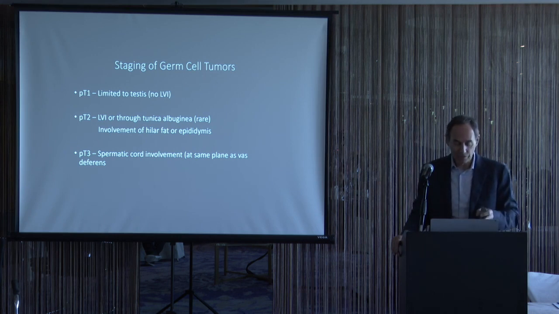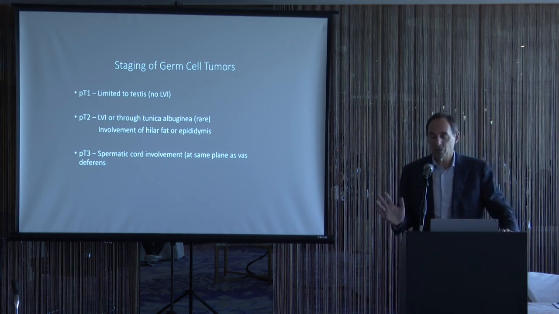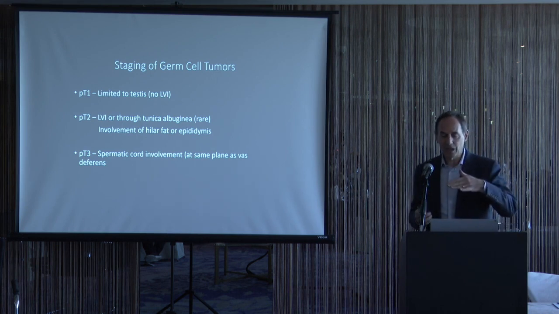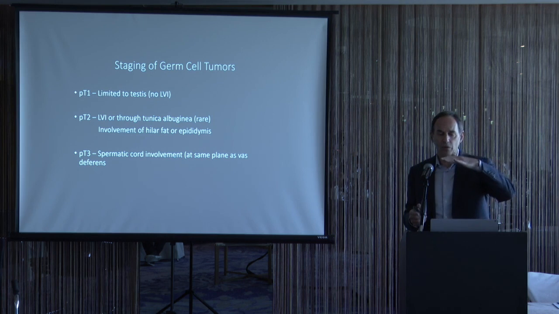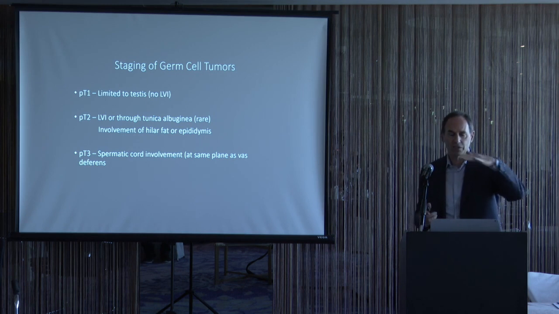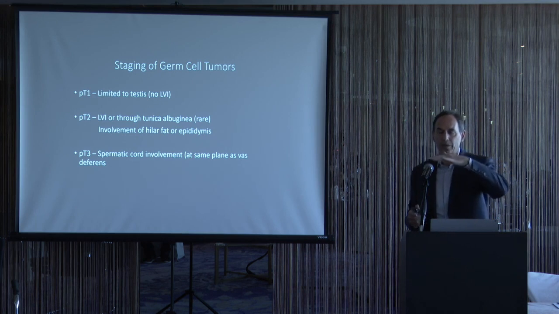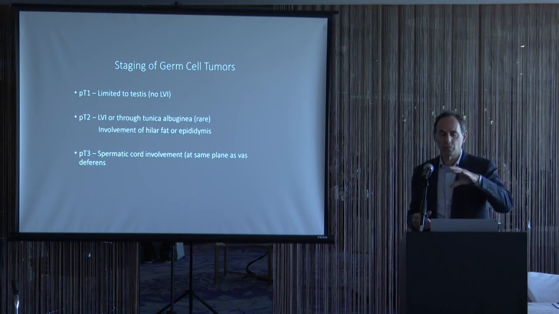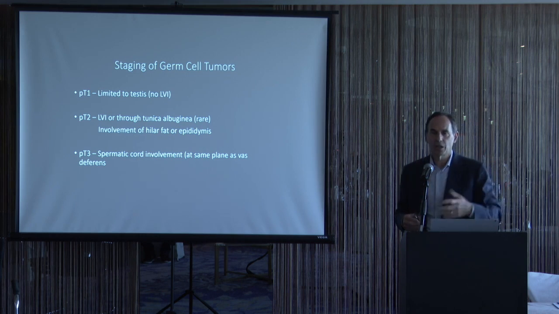And then pT3 is spermatic cord involvement. That sounds straightforward, but actually it's not, because the question is, when does the spermatic cord actually start? So what I typically do is take sections from the hilum of the testis and then take sections higher up, above the top of the testis. So your section has both vas deferens and the soft tissue of the spermatic cord. And at that level, if I see tumor in the soft tissue next to the plane of the vas deferens, I would call that spermatic cord involvement. If you have soft tissue involvement closer to the testis, in the same plane as the testis, to me that's hilar involvement, not spermatic cord involvement.